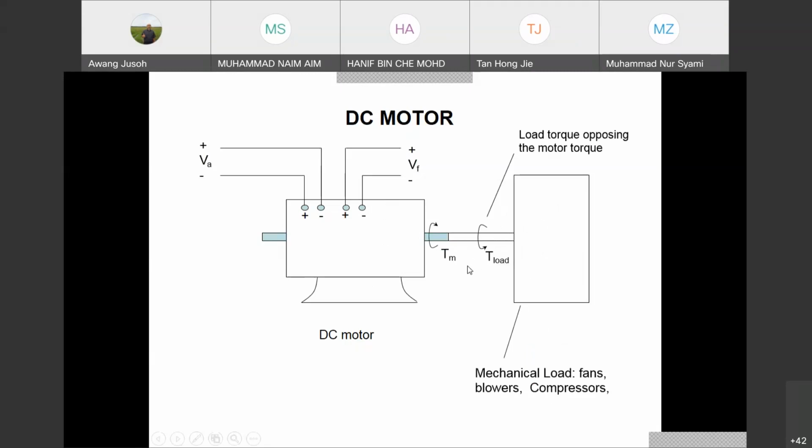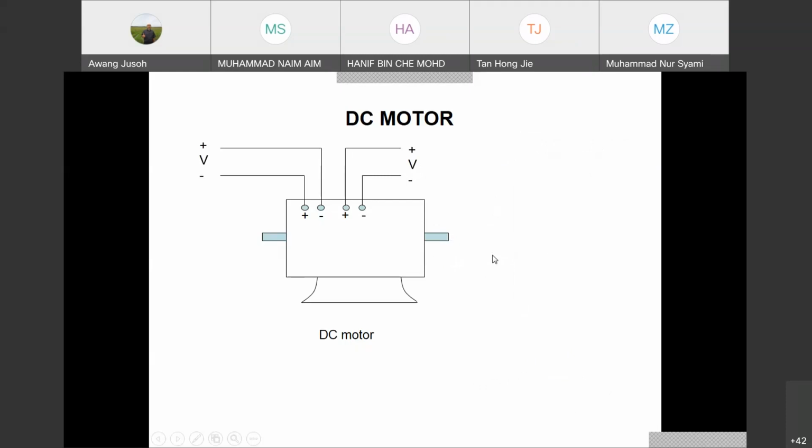But at least you must know that at starting, the motor torque must be bigger than the load torque. Otherwise, the motor cannot drive the load. So that is the first condition you need to make sure of, where Tm must be bigger than T load. Otherwise, the shaft cannot be rotated. So this is a kind of load. It can be like that.